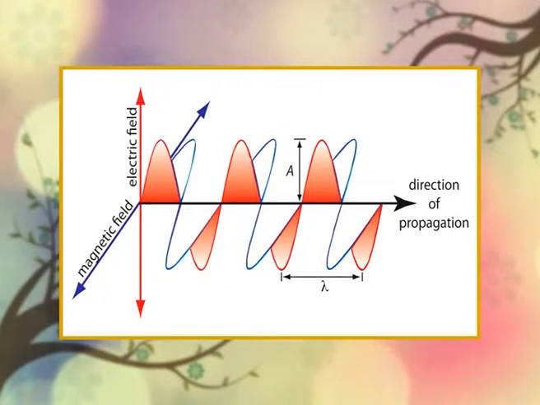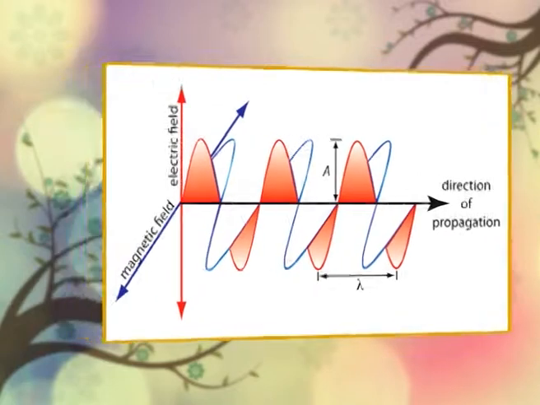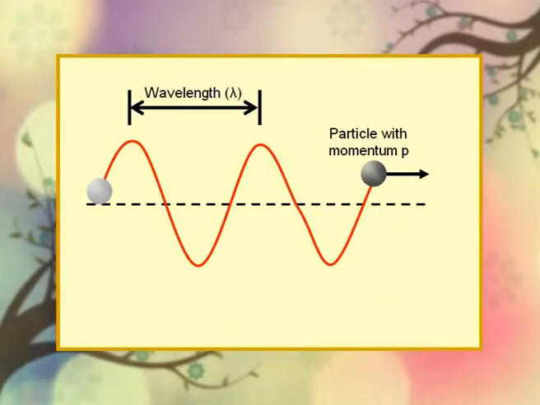The figure shown is the representation of a ray of plane polarized light. The magnetic vector, which is unshaded, and the electric vector, which is shaded, are perpendicular to each other and to the direction of propagation of wave. The wavelength lambda is the distance between two consecutive crests or troughs.